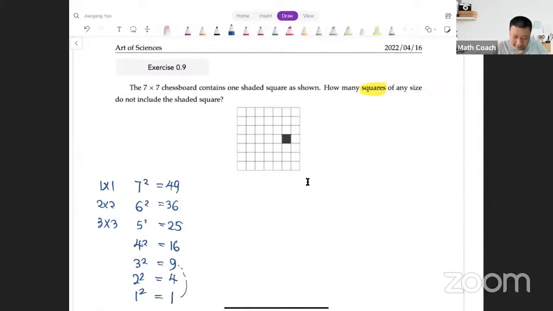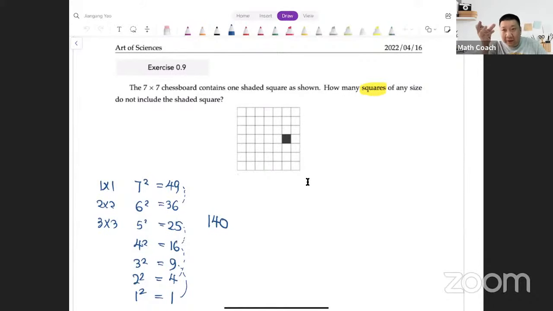So it's 10 plus 20, 30, 30 plus 45, 55, and 55 plus 85. Altogether, there is 140. Am I right? Yeah. So that would be 140, right? Okay, so they want to not include the shaded square.